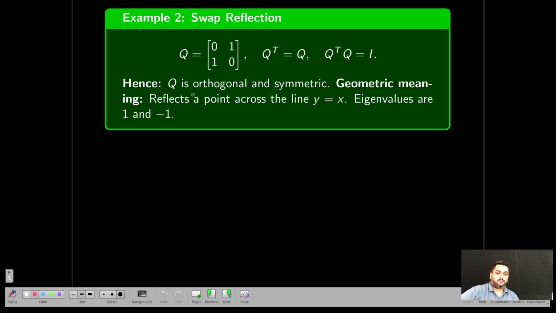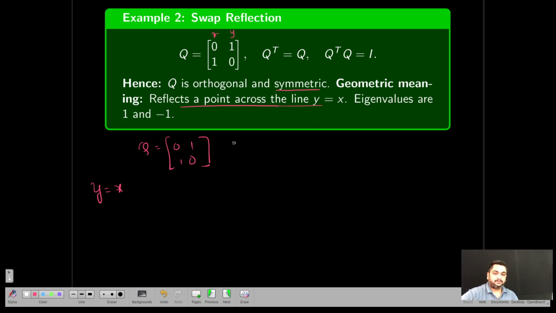Similarly, one more example. Q equal to 0 1 1 0. So Q is both orthogonal and symmetric, because 1 into 0 plus 1 into 0 is 0. So orthogonal and symmetric. So we have a mirror image here, 1 1 along the diagonal. It reflects a point across the line y equal to x. This is y equal to x. So this is say x, this is y. So this will be y, this is x.